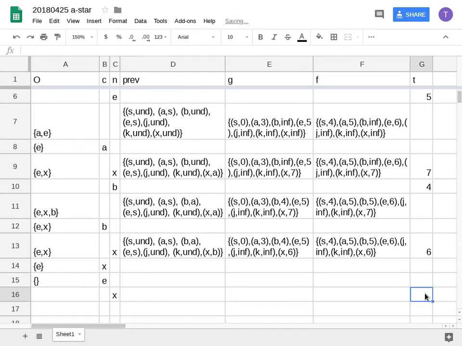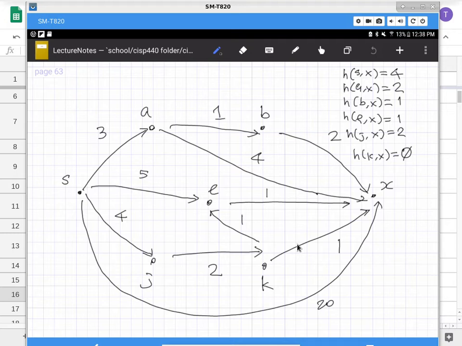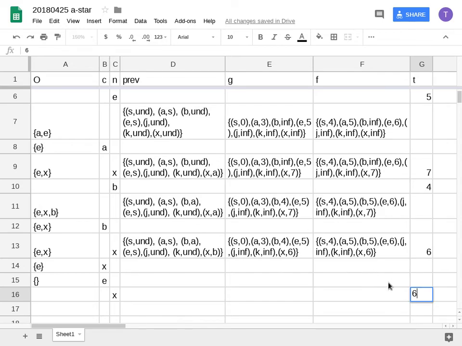Then we have to compute the value of T, which is G of E plus the distance of the edge EX. G of E is 5, and the cost, the distance of that edge, is 1. So it becomes 6. I'm going to compare 6 with the current G value of X, which is also 6. 6 is not less than 6, so we do not go into the conditional statement. There are no other outgoing edges from vertex E anymore, so that concludes the for each loop.